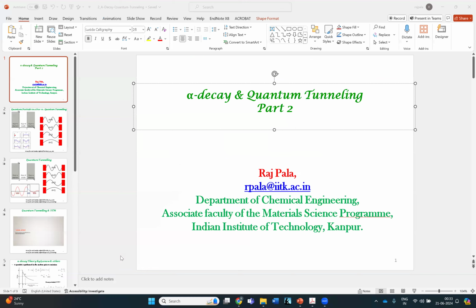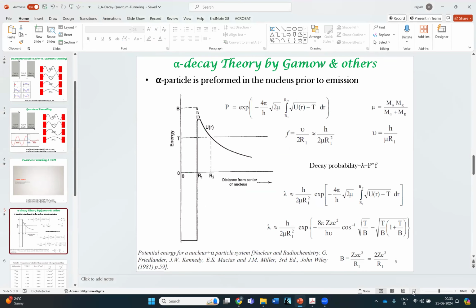In the previous lecture, we had stopped somewhere here. This theory of alpha decay was developed by a very famous theoretical physicist called George Gamow. He has also written very interesting popular science books. You should take a look at them to understand many aspects of quantum mechanics and relativity and so on. In Gamow theory, the alpha particle is preformed in the nucleus prior to emission.